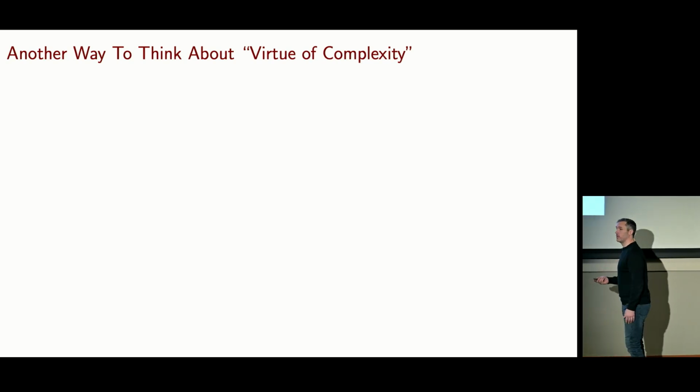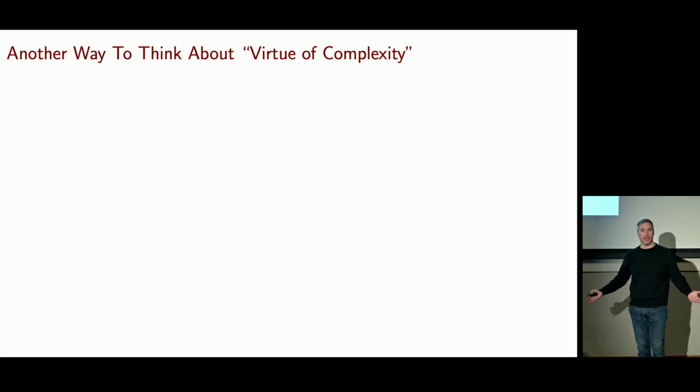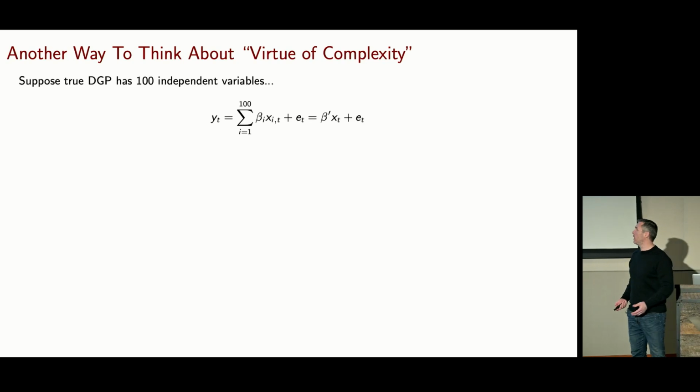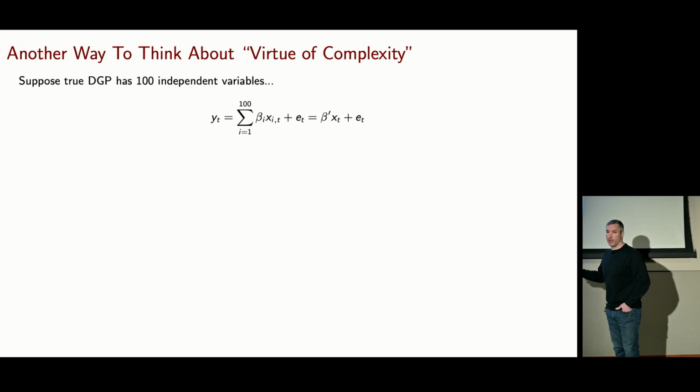So I'm going to try and present this in a different way, just to give us a little bit more of an intuition for why complexity behaves the way it does. Why do large models do so well out of sample? All right, so just a simple thought experiment.